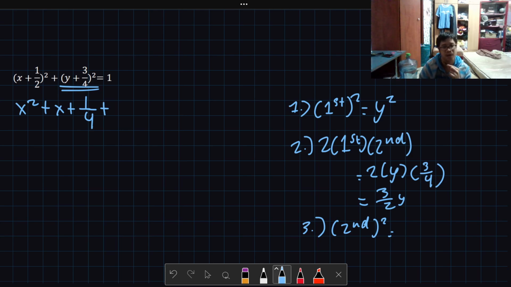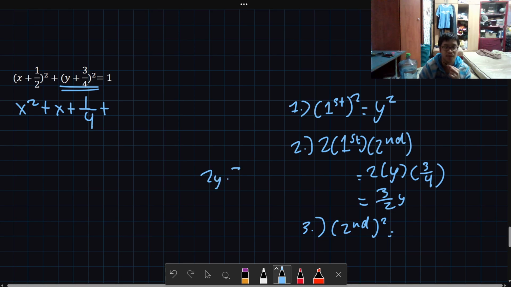Forgive me if I didn't put some explanation because I have to go direct to the point. But if you're asking how, it's because there's a cancellation. 2y times 3/4. 2 and 4 are both divisible by 2. 2 divided by 2 is 1, and 4 divided by 2 is 2. So you have y times 3 halves. So you have 3 halves y as a result. And that's it.